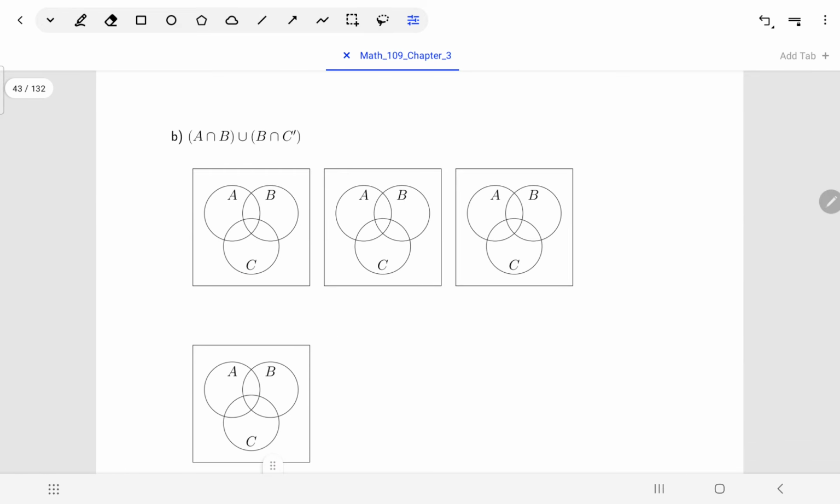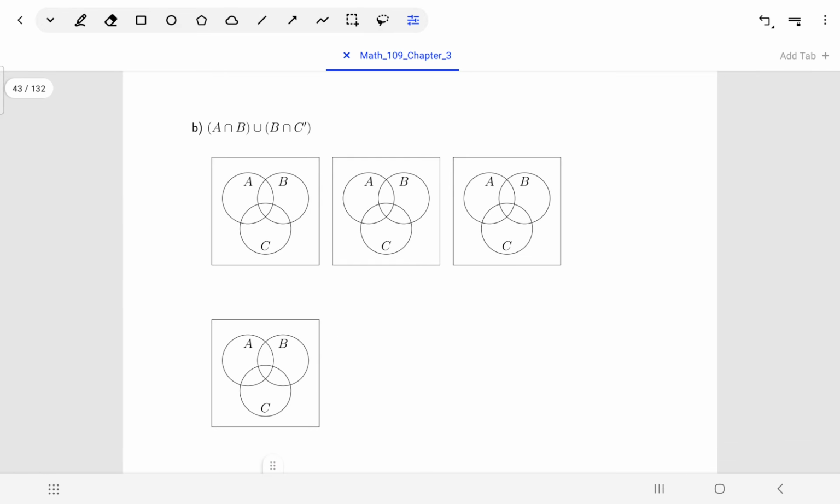Okay, next one's a little bit more involved. So we have a bunch of steps for this one to think about. First, if I'm looking at A intersect B union B intersect C complement, I'll need to figure out that first bracket, A intersect B. And then for that second bracket, before I can find B intersect C complement, I'll need to know where C complement is first, then figure out B intersect C complement.